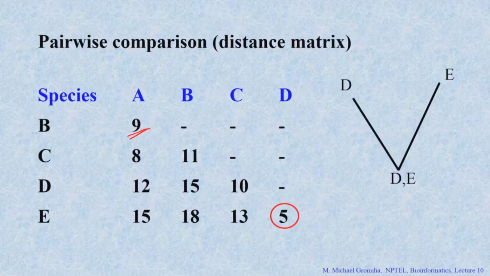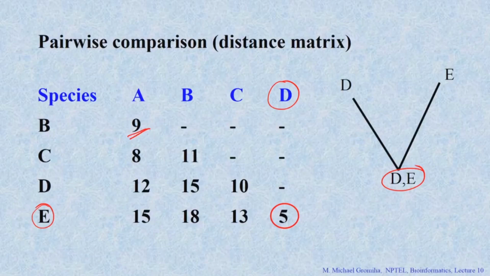So, this is the closest, the lowest value. From this, what can we infer? D and E are close to each other among all the combinations. This has the lowest number of mismatches. So, you put D here and E here, and they are close to each other. We make the first branch and the first node. This is the common node.